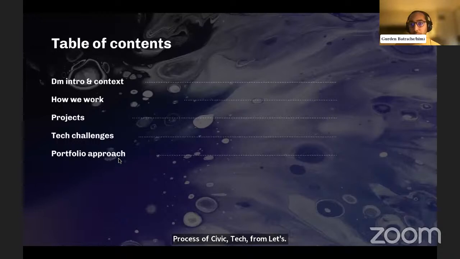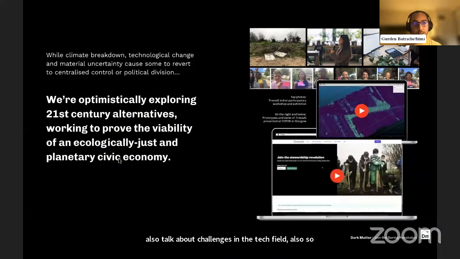Then I would like to give some example projects, and I would love to also talk about challenges in the tech field also, because I feel we also have to address those. And if we get time, something about this portfolio approach. So yeah, what is this Dark Matter Labs, right?